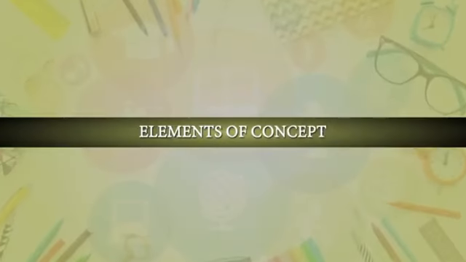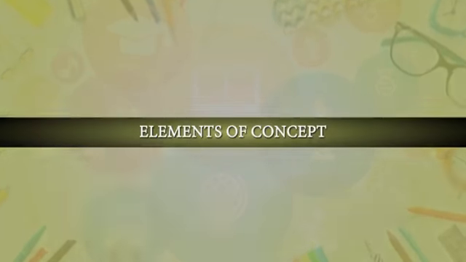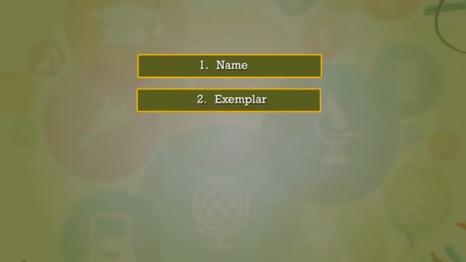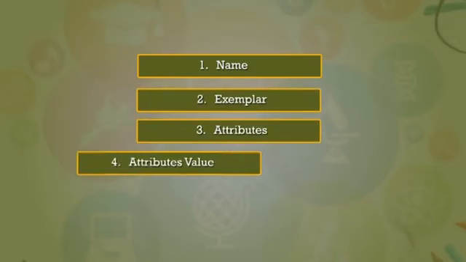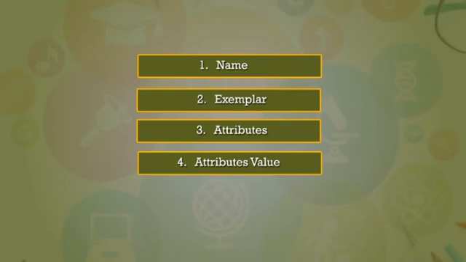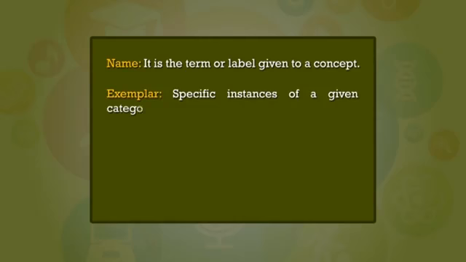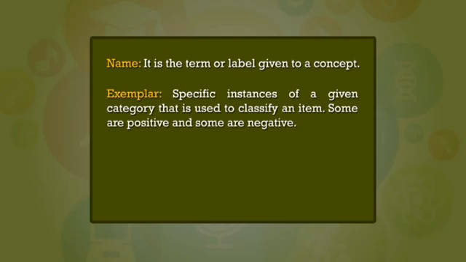Now let us come to the elements of a concept. Bruner has discussed five elements of concepts. These are number 1, name; number 2, exemplar; number 3, attributes; number 4, attribute value; and number 5, definition or rule. Name means the term or label given to a concept. An exemplar means specific instances of a given category that are used to classify an item. Some are positive and some are negative.